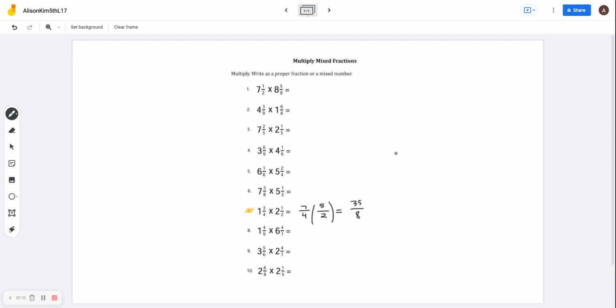Once again, we can leave it as 35 over 8, or in this case, a mixed number. 8 goes into 35 4 times. 35 minus 32 is 3. So our answer is either 35 over 8 or 4 3/8. And I'm pretty sure what it means by proper, I think it means that it wants improper or mixed number.